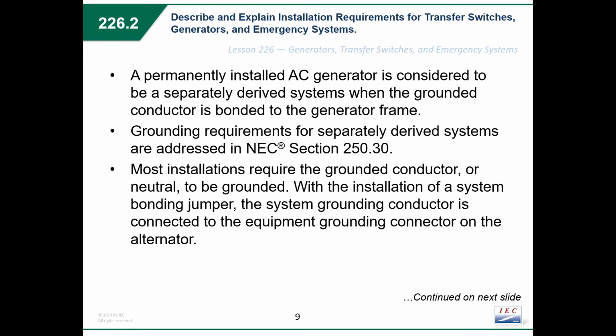Grounding requirements for separately derived systems are in 250.30. Once again, most installations require the grounded conductor or neutral to be grounded. With the install of a system bonding jumper, the system grounding conductor is connected to the equipment grounding conductor on the alternator. So essentially they're telling us generally it'll be a separately derived system. Bond your ground and neutral on the load side of the generator.